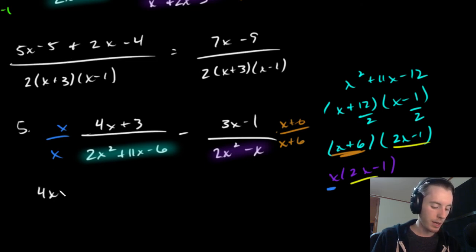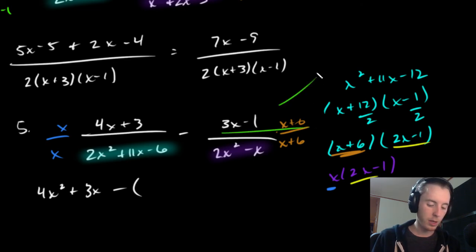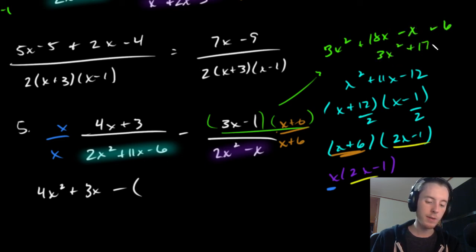You're going to get 4x squared plus 3x, and then minus. Now I'm going to distribute this in. Dang. I'll do this up here. How about that? I'll work this out up here. So we're going to FOIL is the idea here. 3x times x is 3x squared, and then 18x, and then negative x, and then negative 6. Then you get 3x squared plus 17x minus 6.